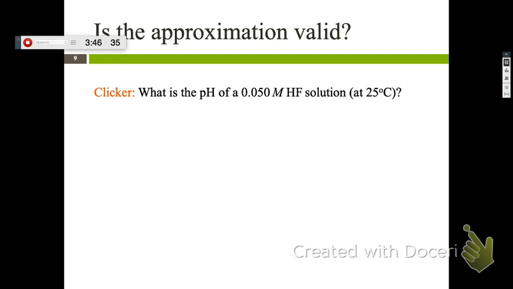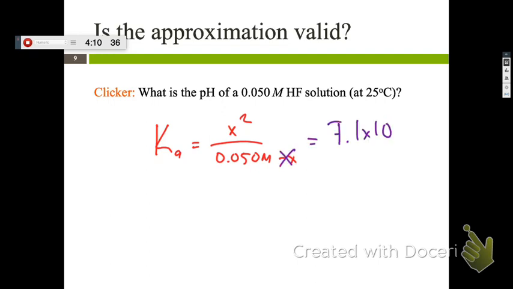Can I get someone new to share how to walk through this? Who hasn't shared their thoughts yet today? Savannah, can you talk us through your approach? Ka is equal to x squared divided by 0.050 minus x, and then you could leave off the x if you're still doing it the same way. And that still equals 7.1 times 10 to the negative fourth? Yes. And then we solve for x.